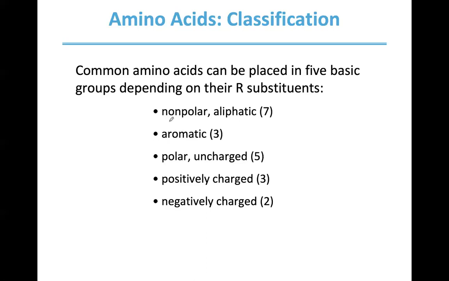So there will be 7 nonpolar aliphatic groups, 3 aromatic ones, 5 polar but not charged, so they'll have a dipole moment but will not be charged. And then there'll be 3 which are positively charged. And remember the reason why they will be positively charged.